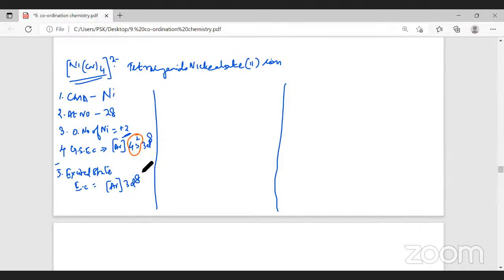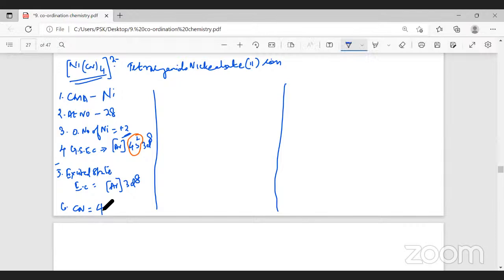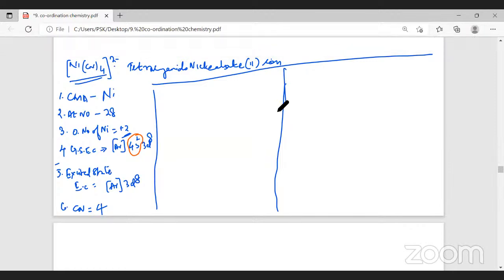Yes, sir. Now, what is the coordination number of nickel? How many monodentate ligands does it have? It has 4. Therefore, the coordination number of nickel is 4. Now, the first postulate in valence bond theory is that the central metal has to create a definite number of vacant orbitals. In order to understand that, we will write the electronic configuration of nickel in the excited state.